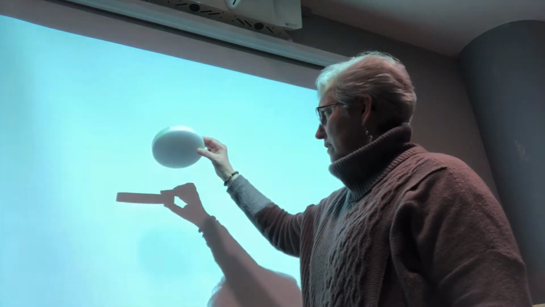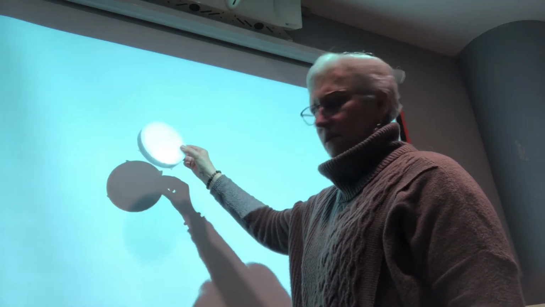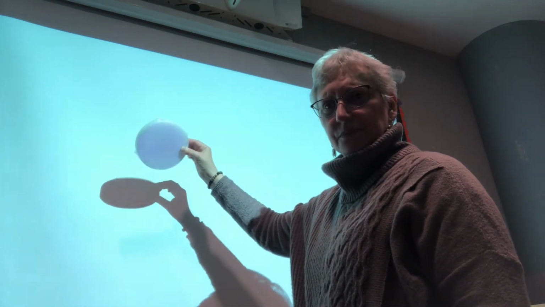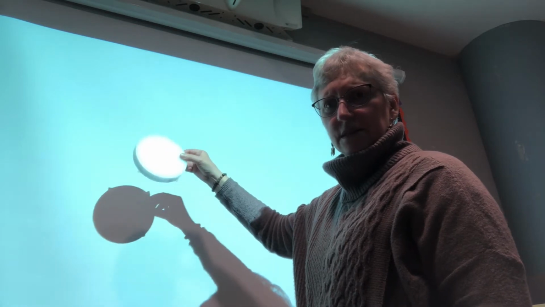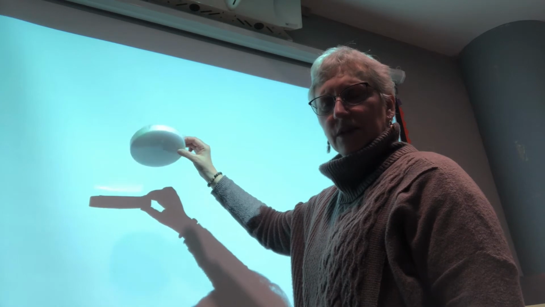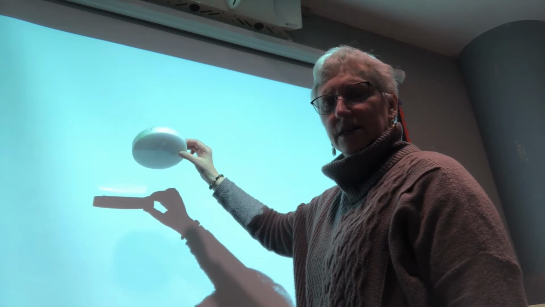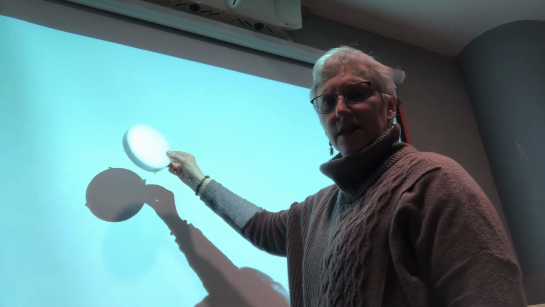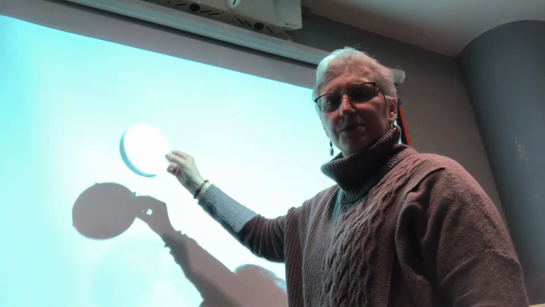So, some objects block light completely. Look at this disc. If I hold it this way, it looks like a circle. If I hold it that way, it looks like a rectangle. This blocks light completely. Those kind of objects are called opaque.